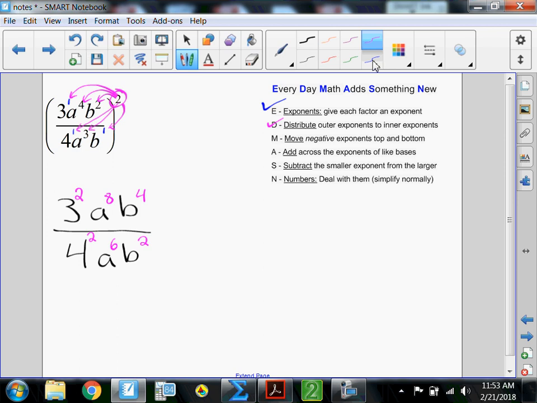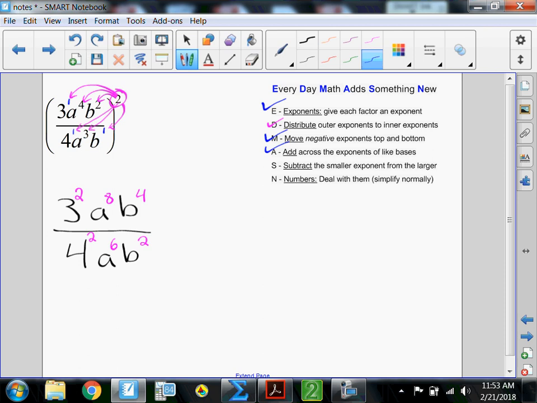Move negative exponents, still don't have any negative exponents, that's done. Every day, math adds something new. Add exponents of like bases, so there's nothing on top. There are no factors with the same base. We have a factor of 3, a factor of a, and a factor of b. There's no same bases. On the bottom we have a factor of 4, a factor of a, a factor of b. No same bases, so that's done.